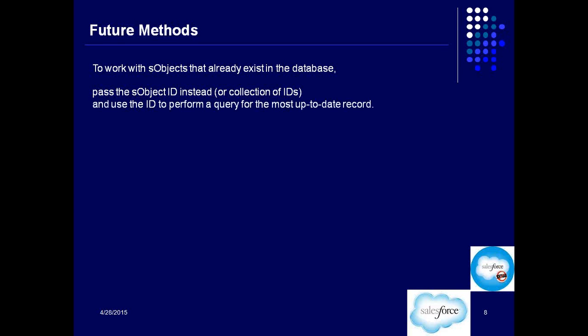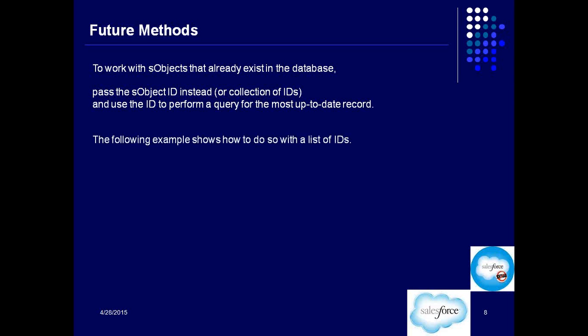So pass the S object ID instead and use the ID to perform a query for the most up-to-date record. Supply the ID. Let's say I call the method now and it gets executed tomorrow. While I am starting this method, I will supply the ID. Tomorrow when the method gets executed, at that time it will query the data based on that ID. So that makes life simpler for that method.